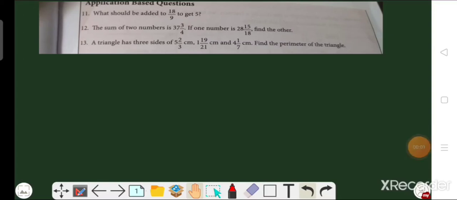Class. As you know beta, in the previous video we have completed our exercise 2.1 up to question number 10. Now we will do the remaining questions. So the question number 11: What should be added to 18 by 9 to get 5?